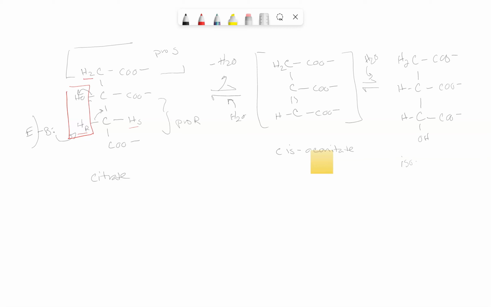Isocitrate. Let me rewrite that because that is terrible. There we go. Once again, this is going to be added to the R arm of citrate. So, a couple details about this reaction.